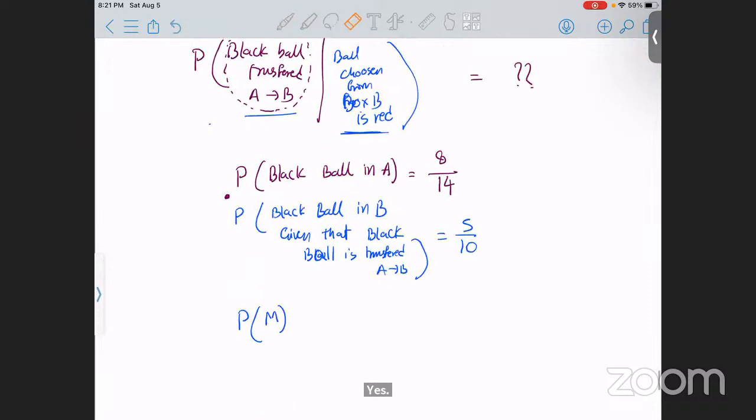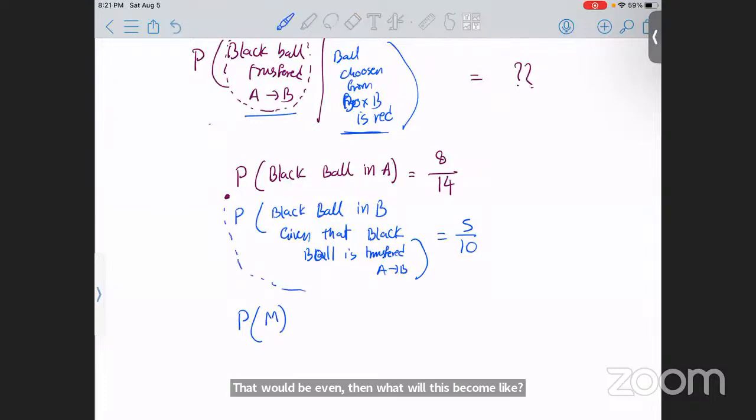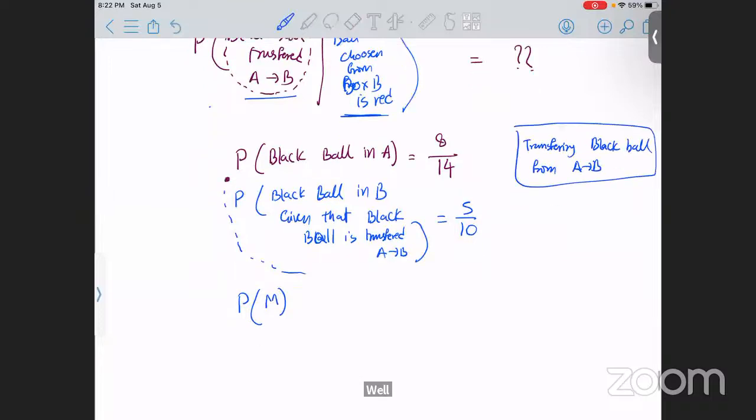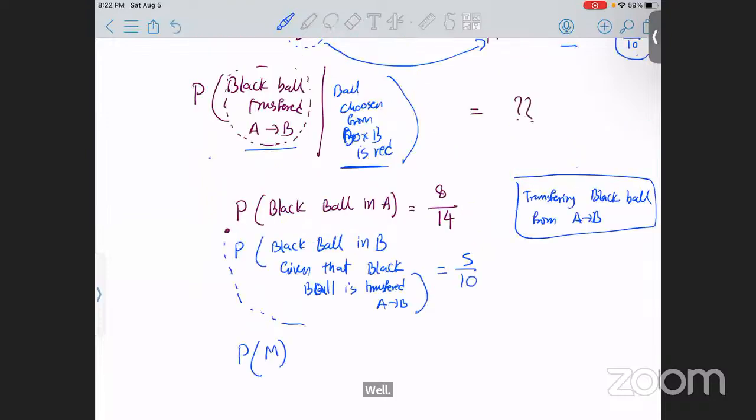Let it be event M. Then what will this become? Sir, what is this event here? Black ball transferring from A to B. Because why I choose it is because it is easy now.